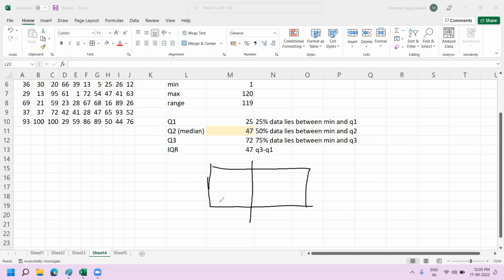Then there are 2 more lines that you see. There is the median, and 2 more lines in a box plot. You will see something like this. This is called the left whisker, and this is called the right whisker.